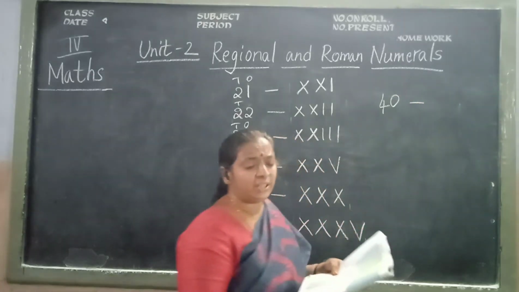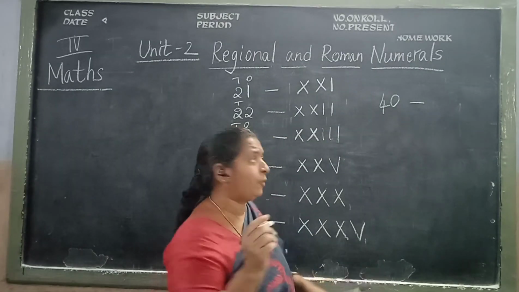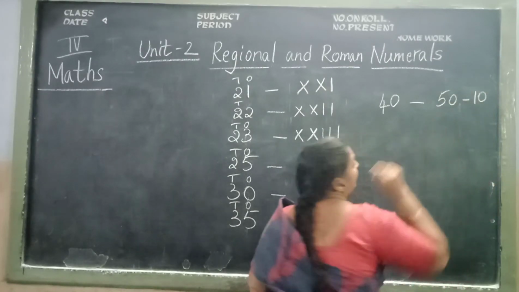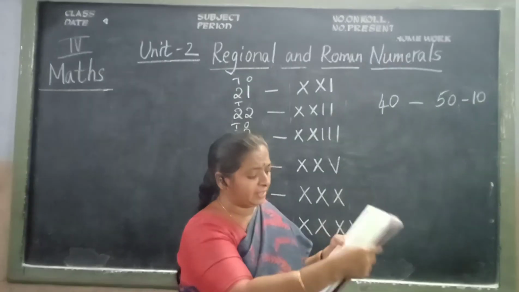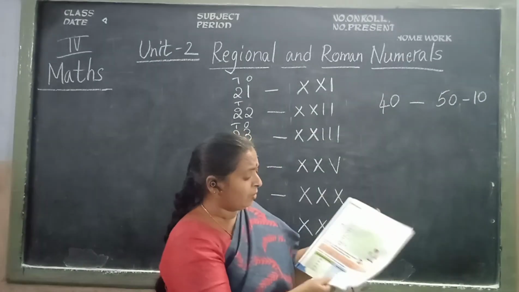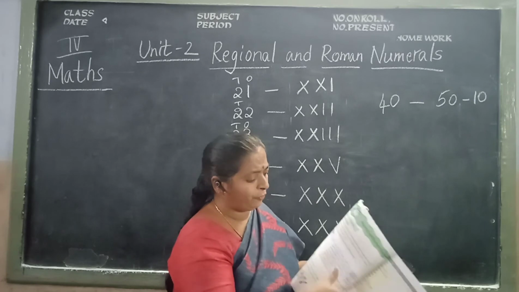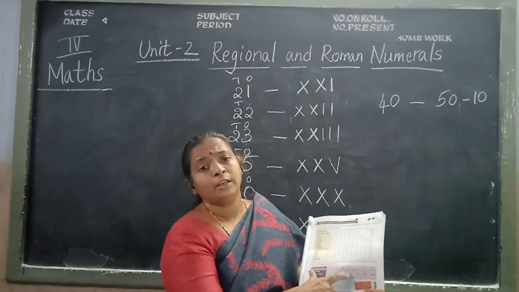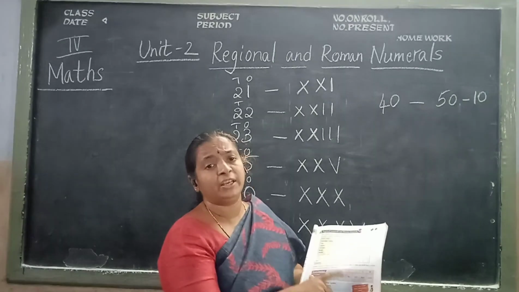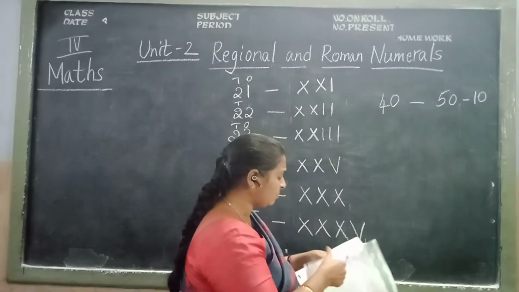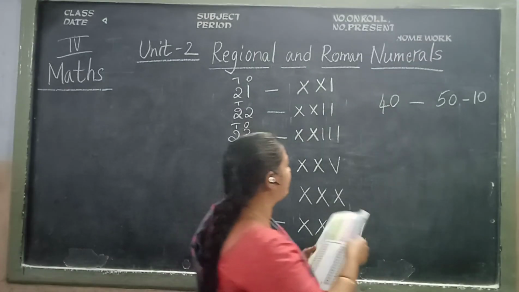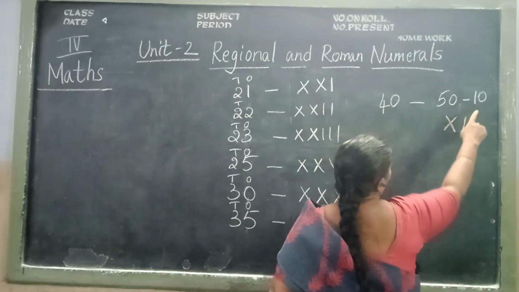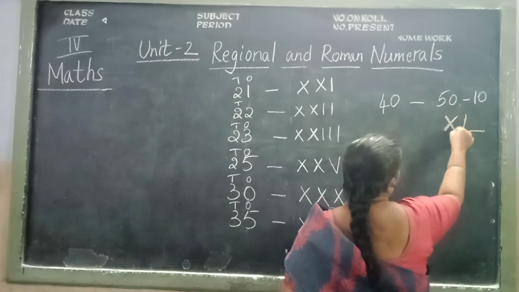40. What should we do, children? 40 means 50 minus 10. 40. 50. I have shown you before on this page. What, children, can you see this now? Before I have shown you 50. What is it, children? 50 is L. L is 50. 50 minus 10. So you can write the symbol, children. So you can write the symbol XL. XL is 50 minus 10. XL. We can present it like this, children.